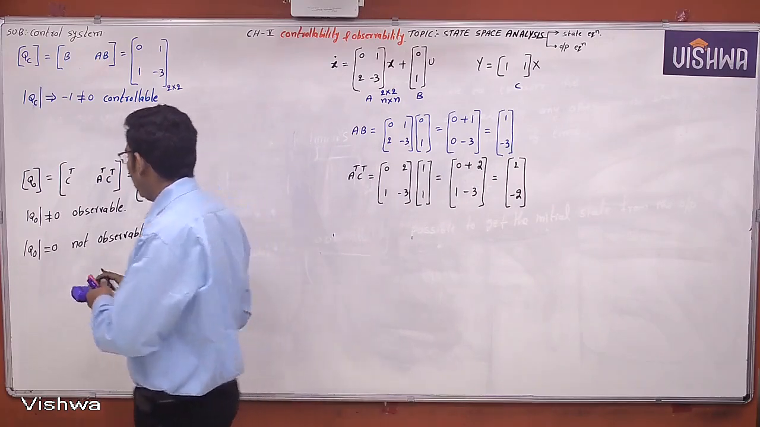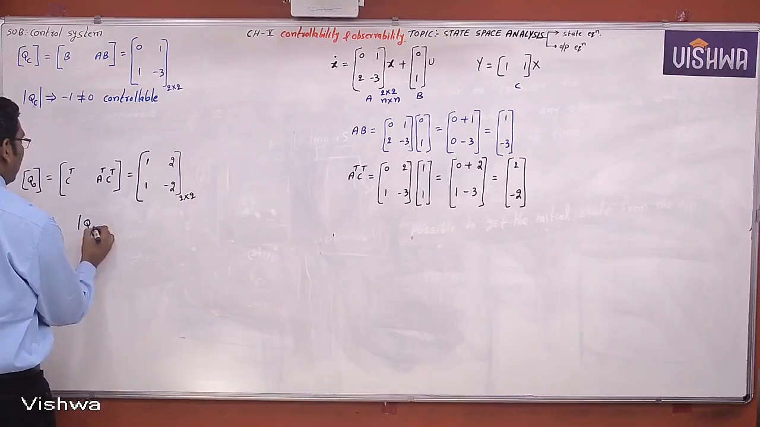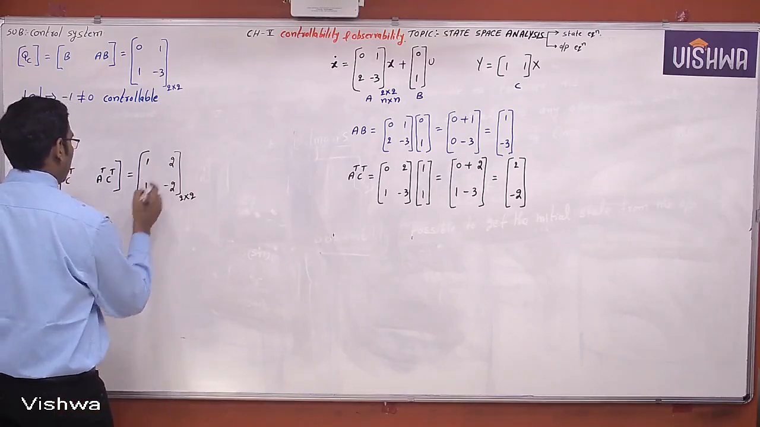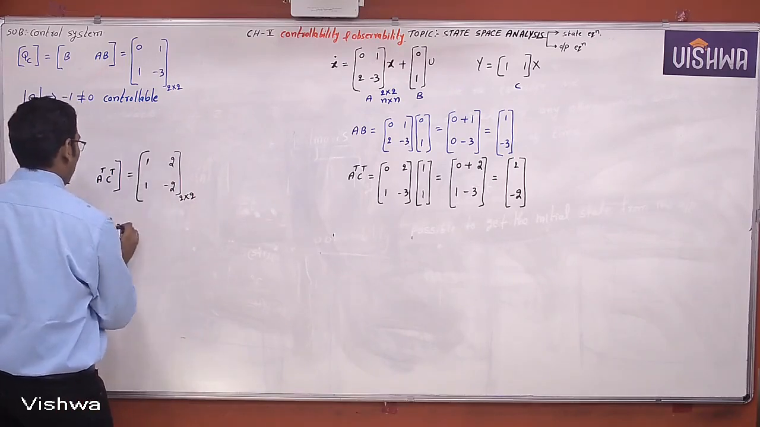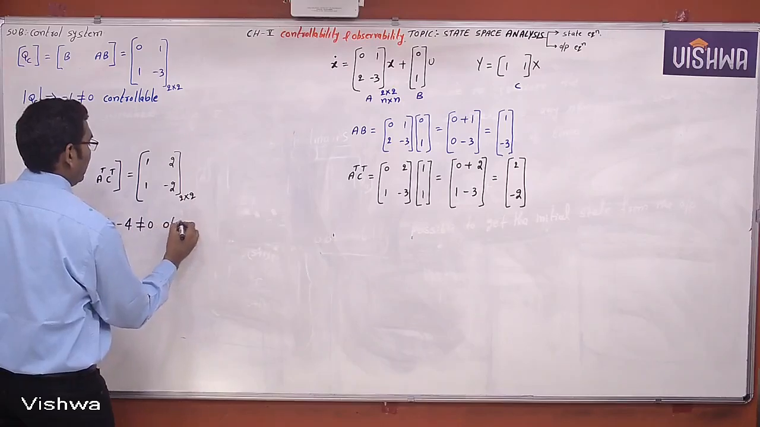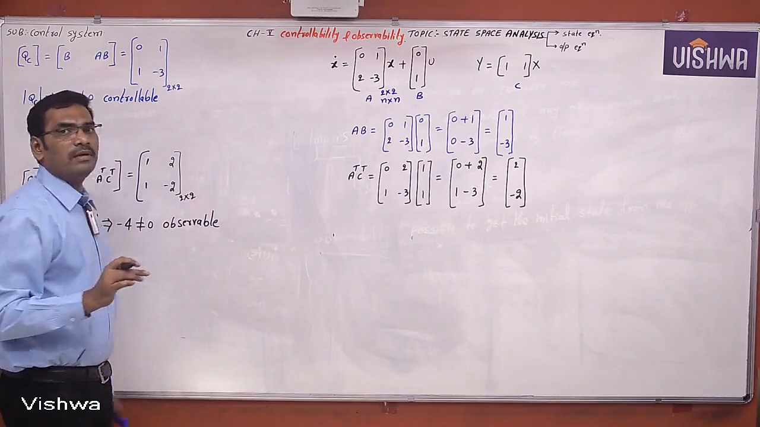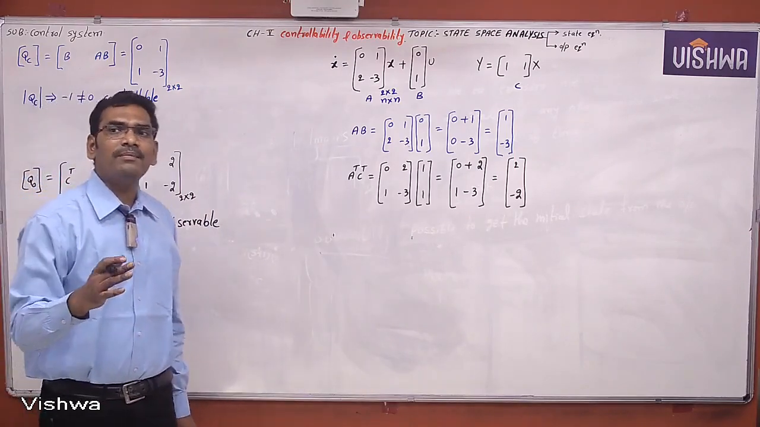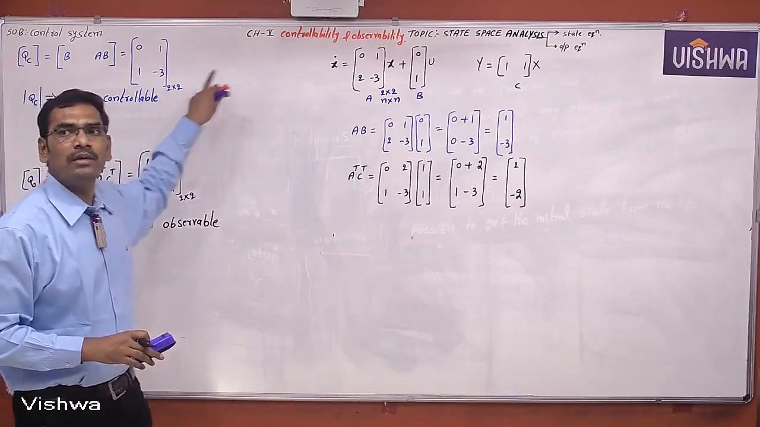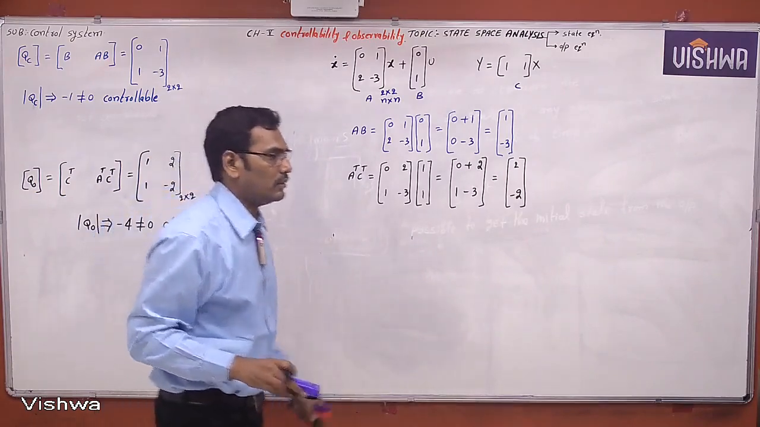Now find the determinant of the observability matrix. The determinant is AD minus BC, which is minus 2 minus 2, equal to minus 4, which is not equal to 0. Therefore, it is observable. Observable means it is possible to get the initial state from the output. Okay? No doubt.